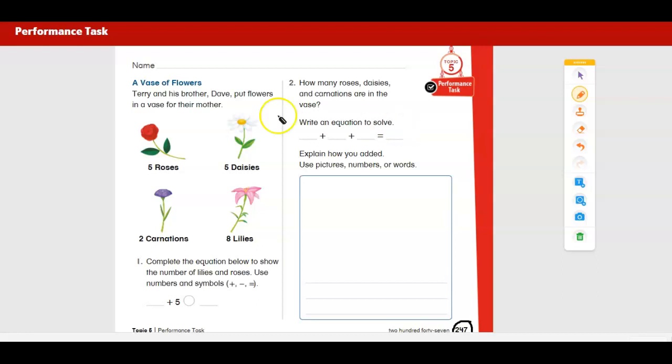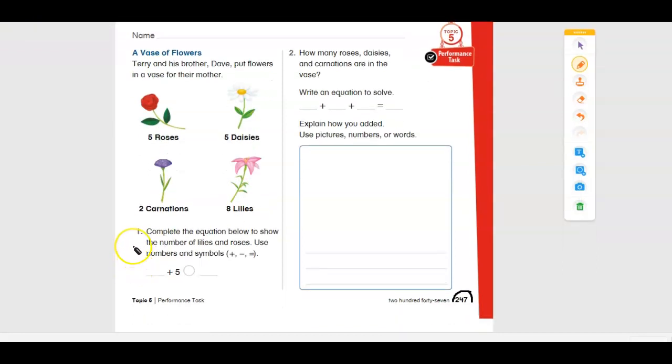So we're going to start by working on number 1. This is called a vase of flowers. Terry and his brother Dave put flowers in a vase for their mother. There are 5 roses, 5 daisies, 2 carnations, and 8 lilies. It tells us to complete the equation below to show the number of lilies and roses. Use the numbers and symbols. So we want to complete an equation below that shows the number of lilies and the number of roses.